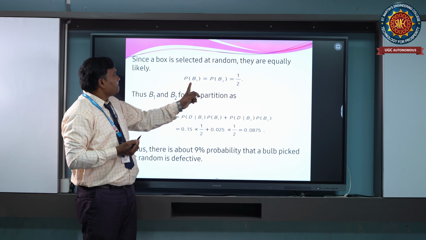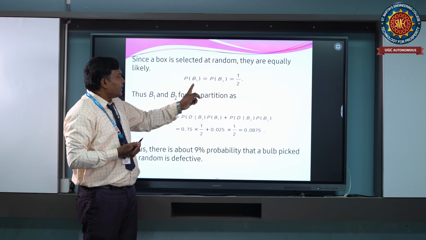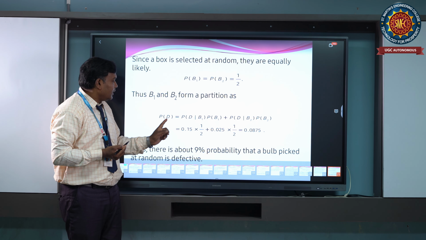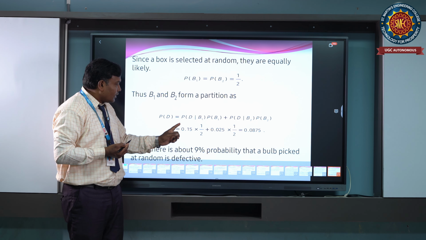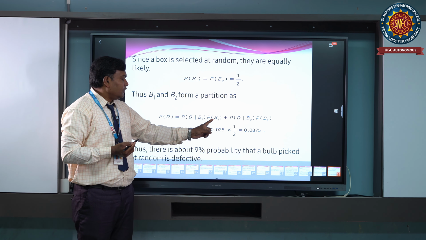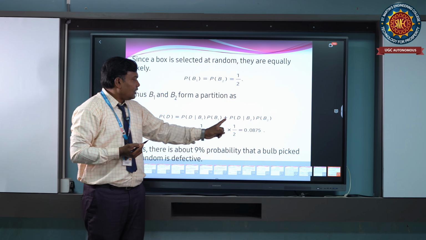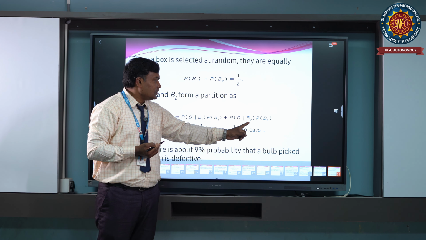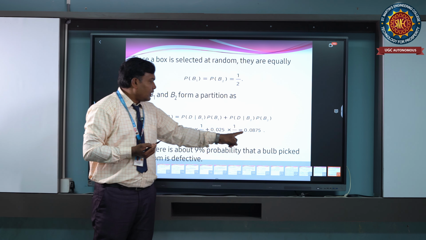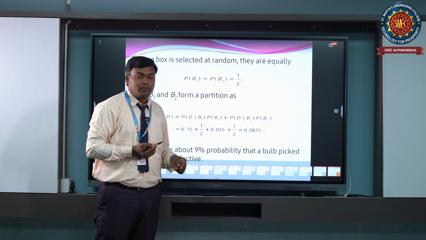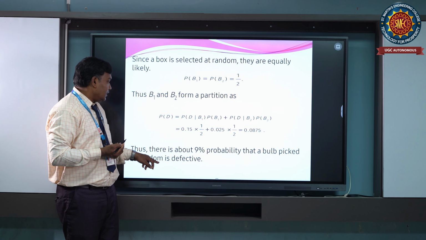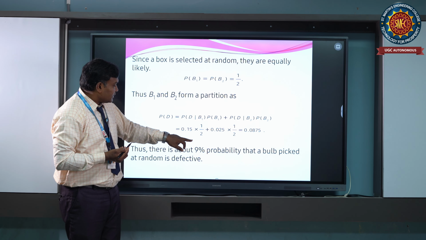Now probability of getting random B1 and B2, that is 1 by 2. Okay, this is the probability of getting our total defectiveness in box B1 and B2. Probability of D by B1 into probability of B1, first box, and probability of defectiveness second box, and probability of B2. So this is having 0.875 value probability, and percentage of defectiveness here is 90%, you can see.